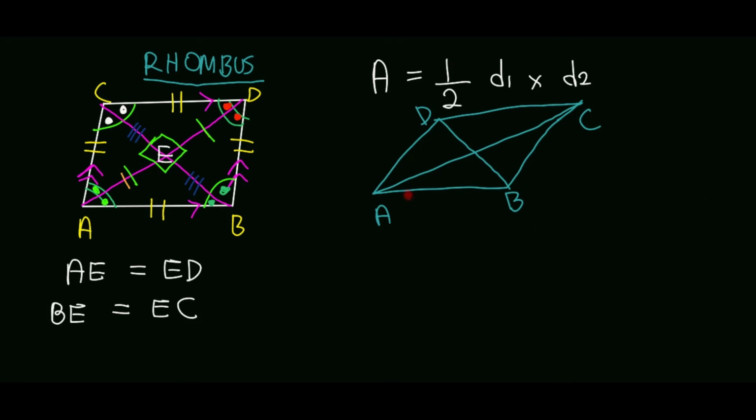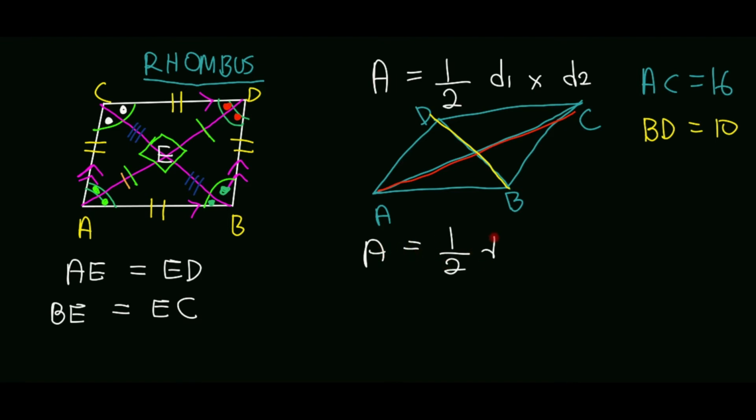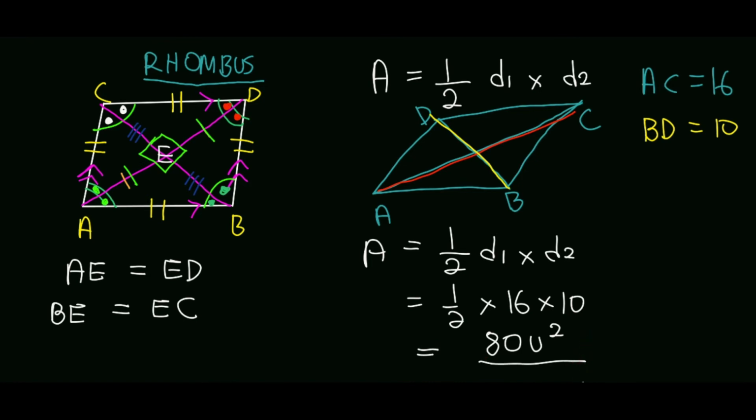So let's say this diagonal here, AC, is 16. So diagonal 1, AC, is 16. And then let's say diagonal 2 here, BD, is 10. So with this information, we can find the area. So area is equal to half times diagonal 1 times diagonal 2. So this is half times 16 times 10, and then you have 80 square units. So this is the area. So we can see this one is different from the square.